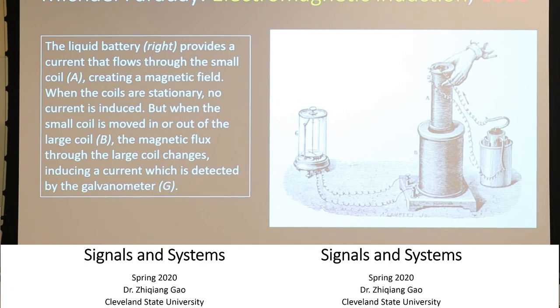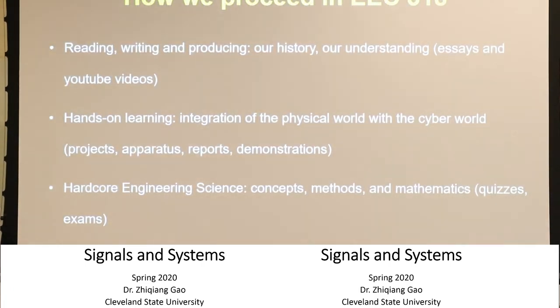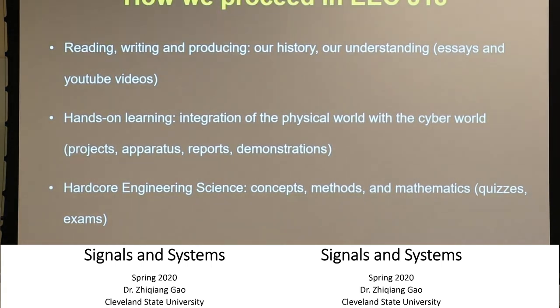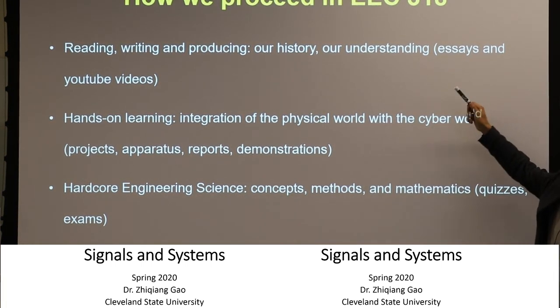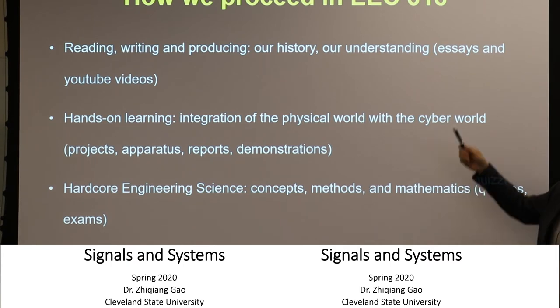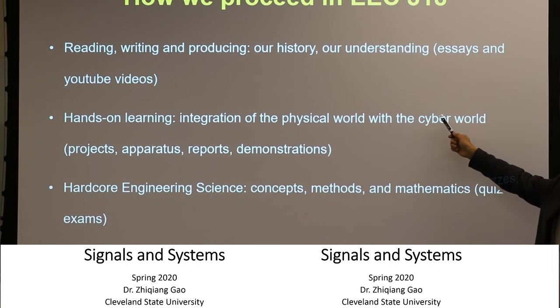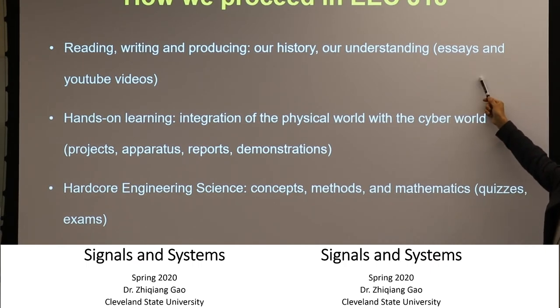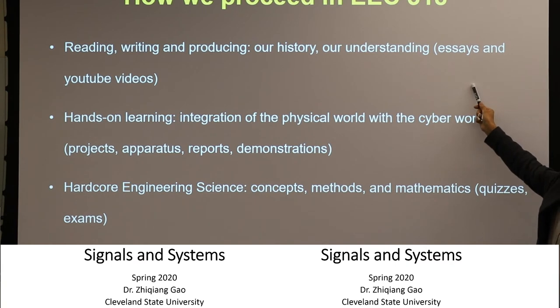So that's pretty much what I had in the last class. Last class, this is what I want to do in this class. I don't have the syllabus yet. I'm literally making it up as we go. So you do three things here. Okay, you are going to read and write about history, and you're going to produce the videos out of this.